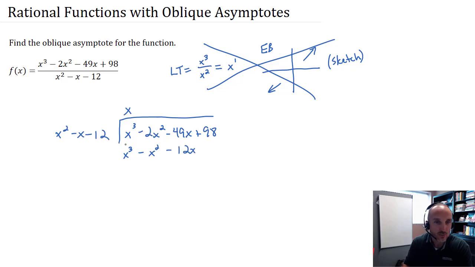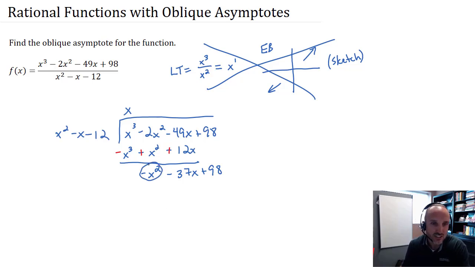And then we have to subtract all three terms here. So we're going to distribute a negative and change all three signs. The first terms cancel. Then we get negative 1x squared, or just negative x squared, minus 37x plus 98 when we combine our terms. Then we repeat the process.